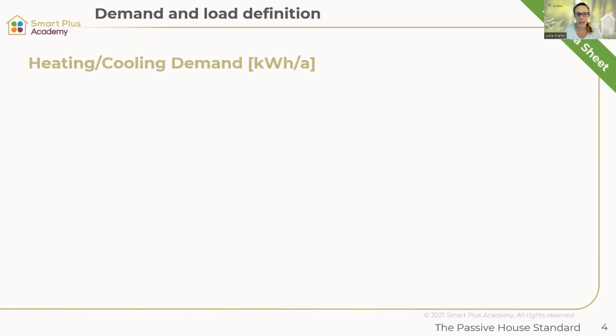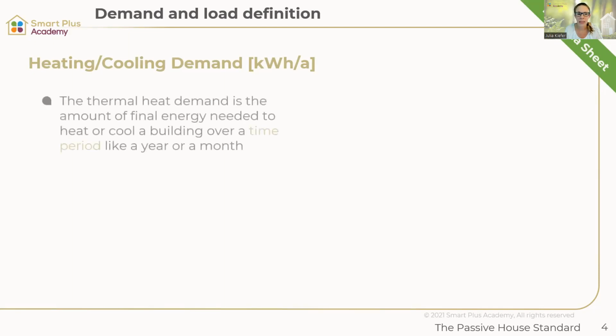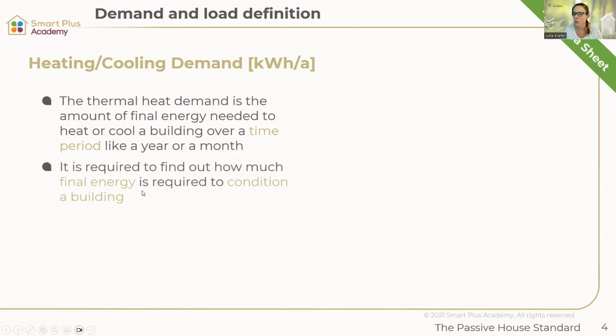The heating and cooling demand in kilowatt hours per annum is the amount of final energy needed to heat or cool a building over a time period, like a year or a month. Typically we'll talk about a year. Here the a stands for annum, so that's per year. That is required to find out how much final energy you need to condition your building. We're not only talking about heating, but also the cooling side. Both sides require energy to get your house to a standard, and we need to know how much that is. In the end, that's the amount of energy that will appear on your bill.